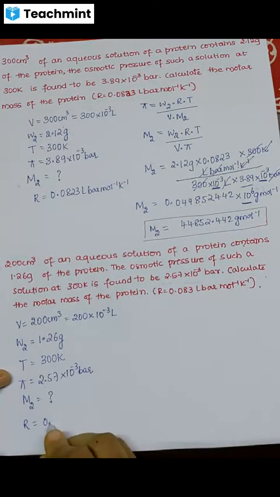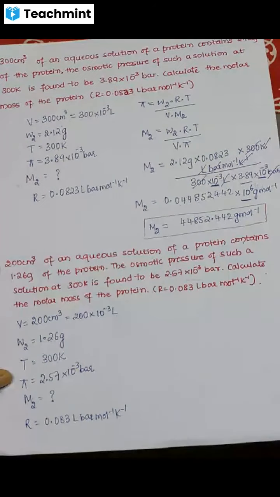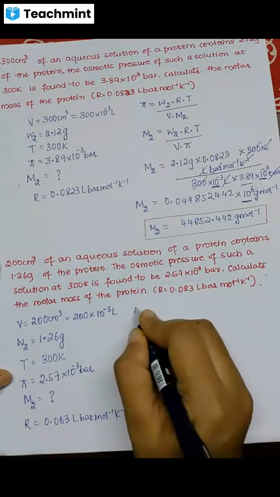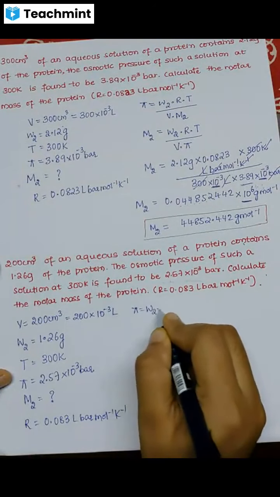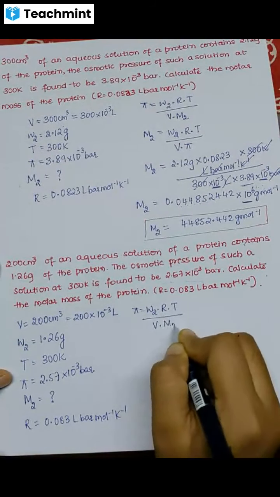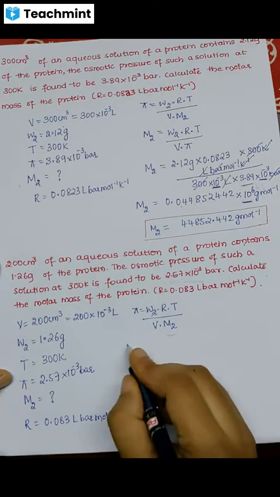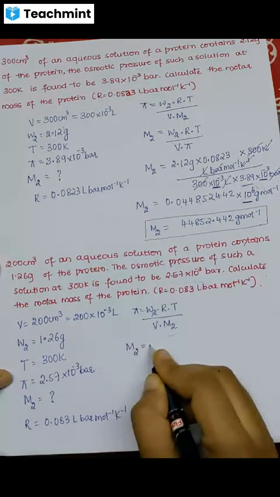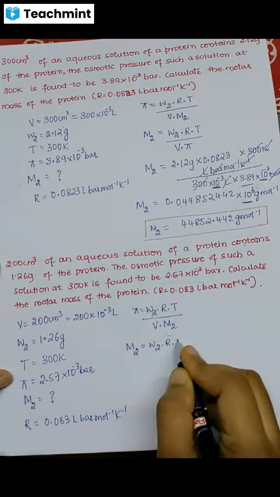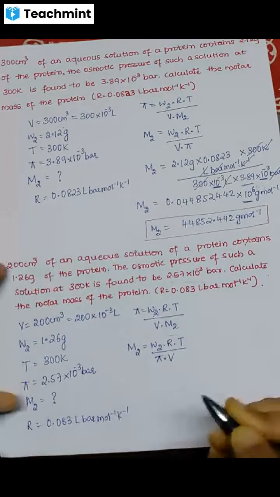R is equal to 0.083 liter bar per mole per Kelvin. This is the value of R given. We know the formula, that is pi equals W2 into R into T divided by V into M2. We want to calculate M2, so we'll just rearrange this equation. M2 equals W2 into R into T divided by pi into V.